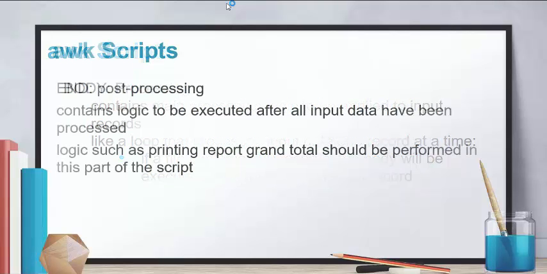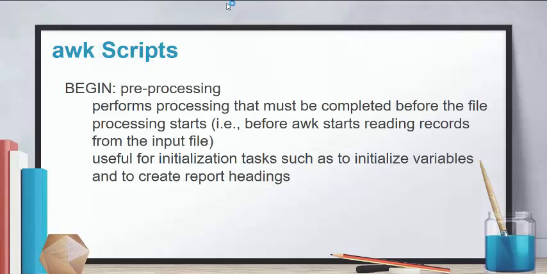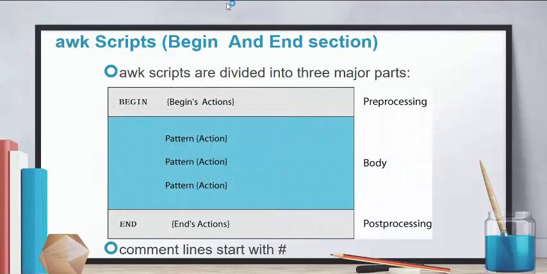So there is a body part, and the last is the end part, which is a post-processing part, and it contains the logic to be executed after all the input data has been processed. Yes, if you want to print some reports and some grand total, then you can use this end part. Fine. So the awkScript is divided into three parts: first the pre-processing, then the body part, and then the post-processing.